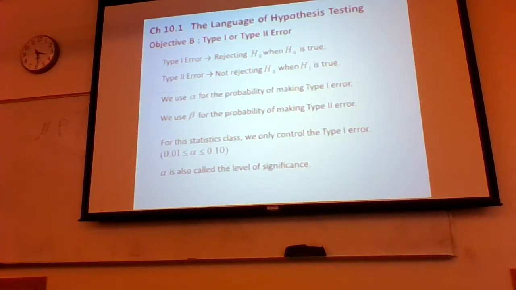Now, the name for alpha is called the level of significance. Does that make sense?